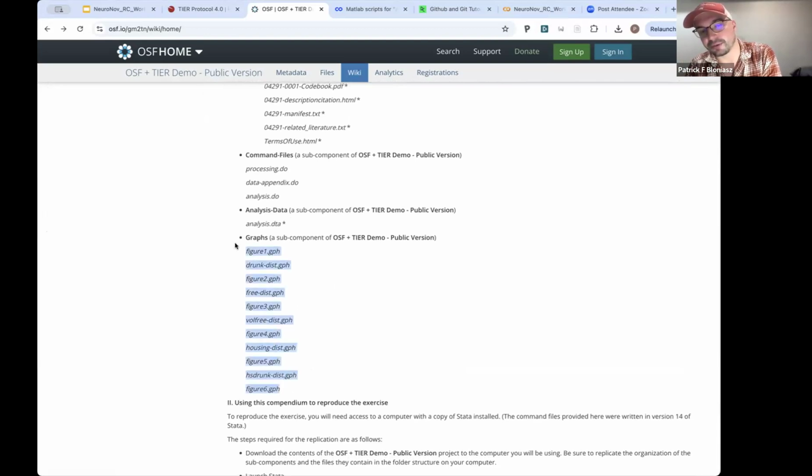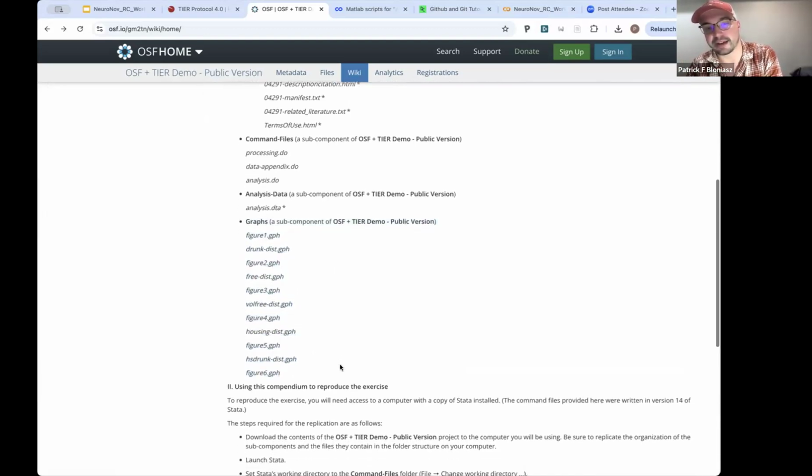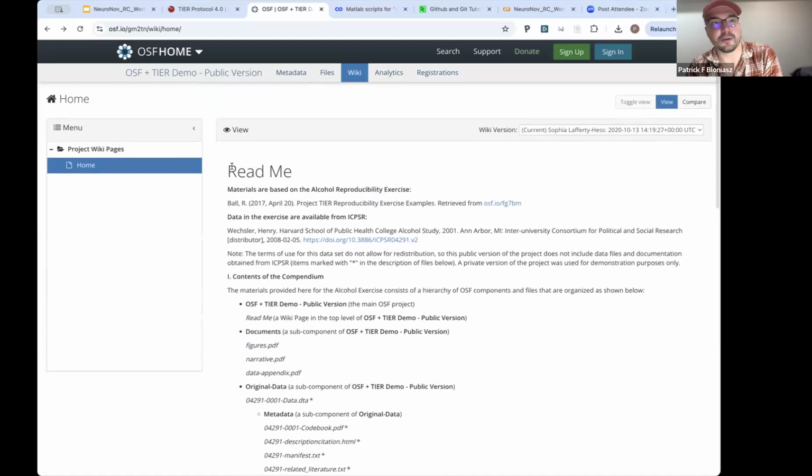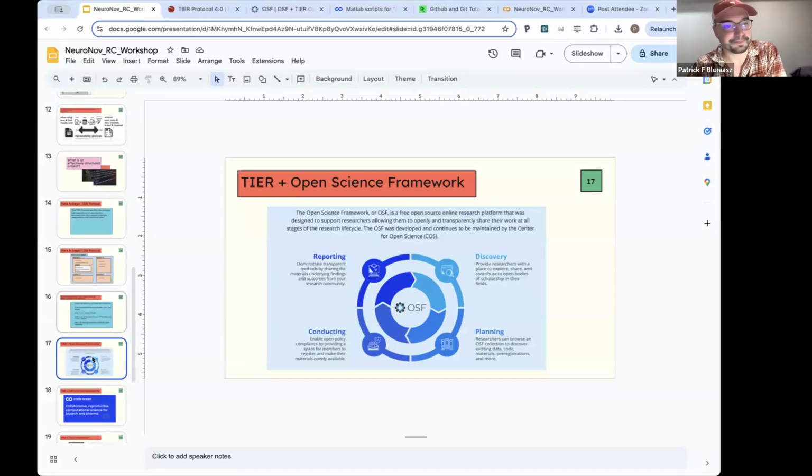And then you can also communicate what graphs should be able to be reproduced based off of the things that you're providing them. So Open Science Framework is something you should definitely look into. And in fact, there's a partnership between TIER and OSF. So it's very common for folks to at least try to use the OSF to implement the TIER program and manage the project at every stage of their research.